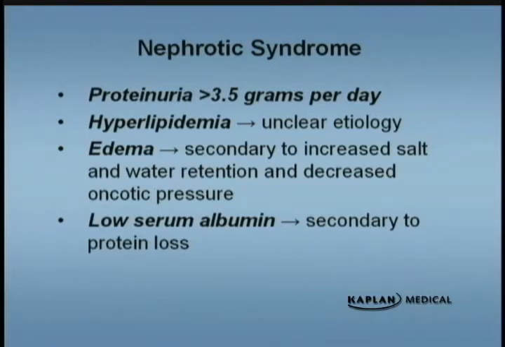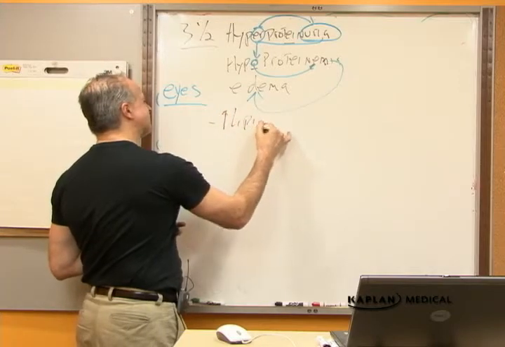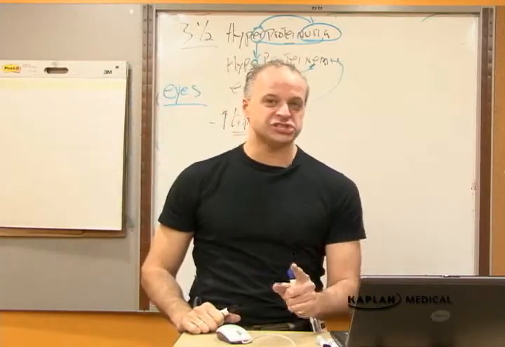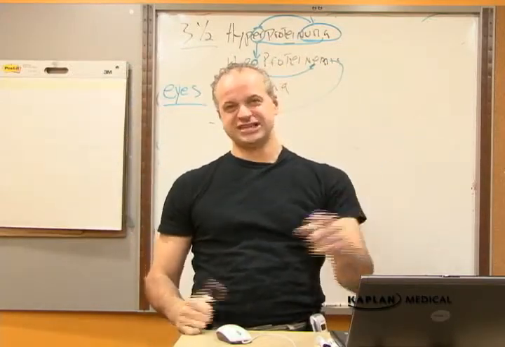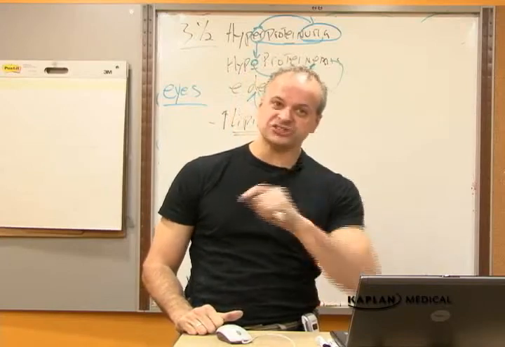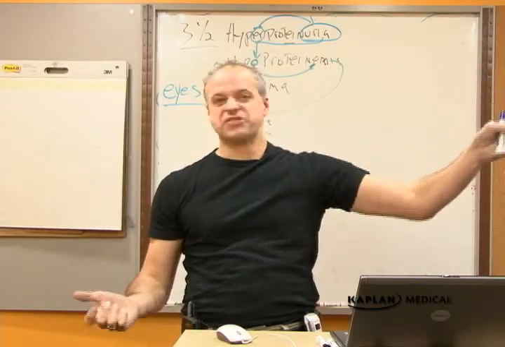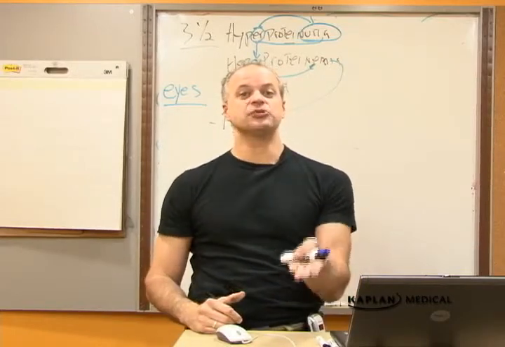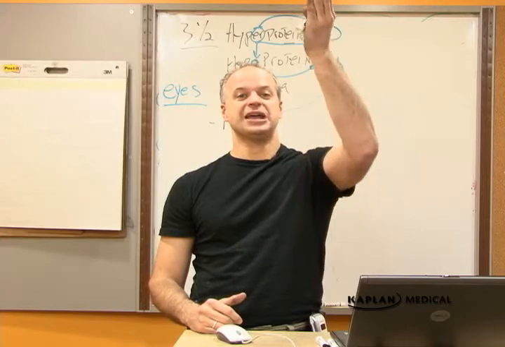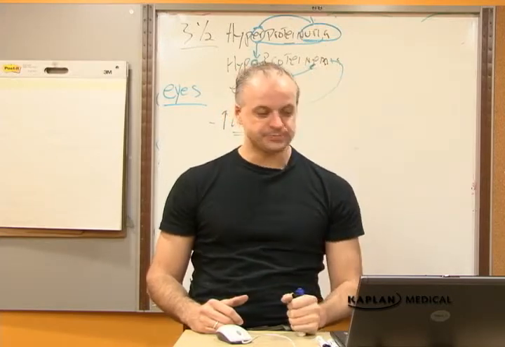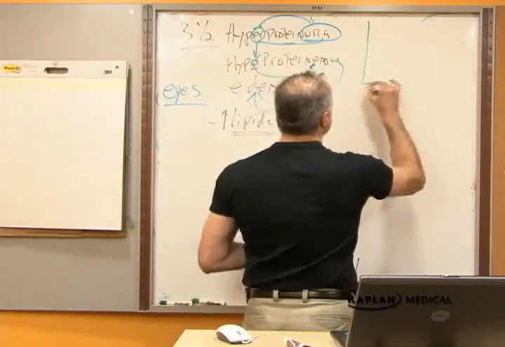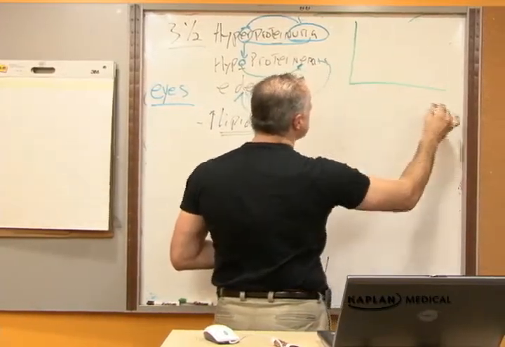Now, why do you get hyperlipidemia? It's not really clear, but what we think is that lipids are cleared from the bloodstream because of apoproteins on their surface. If the apoproteins have been urinated out, then the body doesn't know they're there. It can't see the lipids. It can't clear them. So they accumulate in the body. They lift up and up and up. Hyperlipidemia.